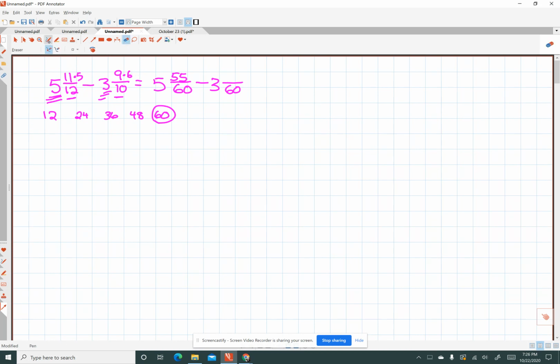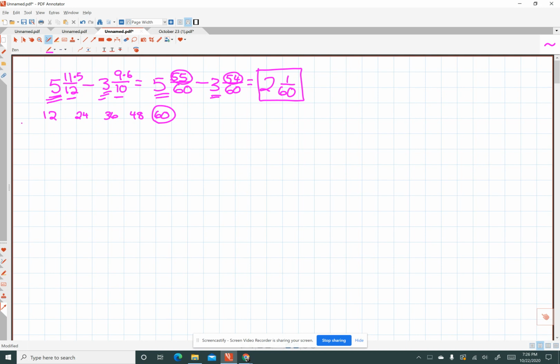Okay, 9 times 6 is 54. So that'll be 54 60ths. Now, let's subtract the whole numbers and we'll subtract the fractions. So 5 take away 3 equals 2. And our denominator is 60ths. 55 minus 54 is 1. And that's a final answer that cannot be simplified.